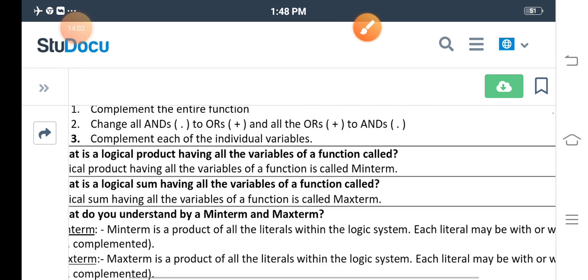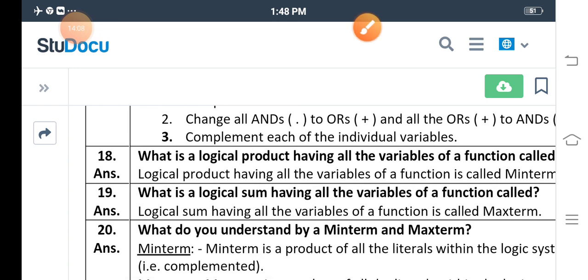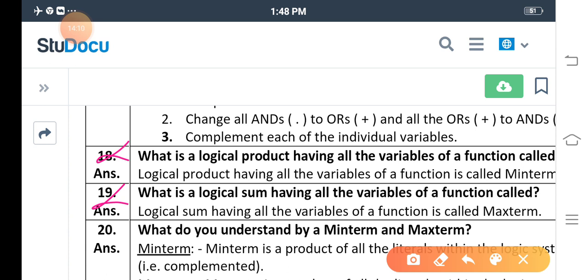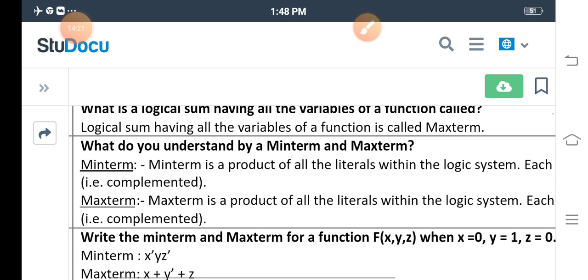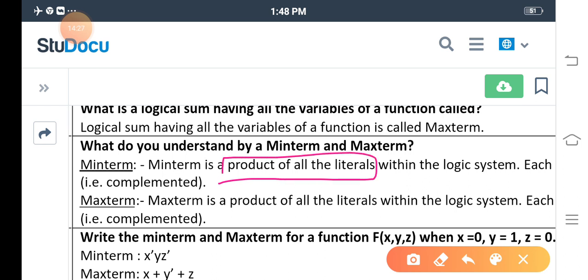So this is only a revision, but this type of definition based question will not come in your exam. ठीक है, इस type के questions नहीं आते हैं, but this is just for the revision only, to remove your confusion and all. Now next is, what do you understand by min term and max term? So all you know what, min term is a product of all the literals, and max term is the, here it is wrong, sum of all the literals. Max term is the sum of all the literals within the logic system.